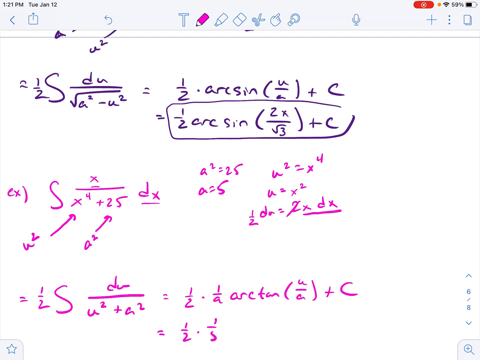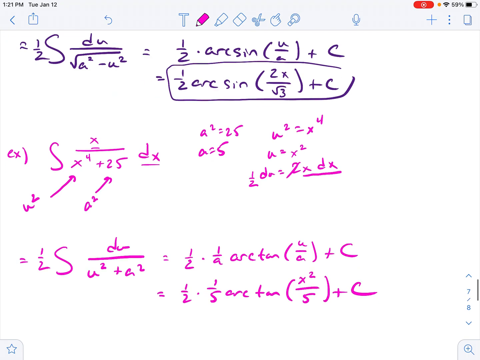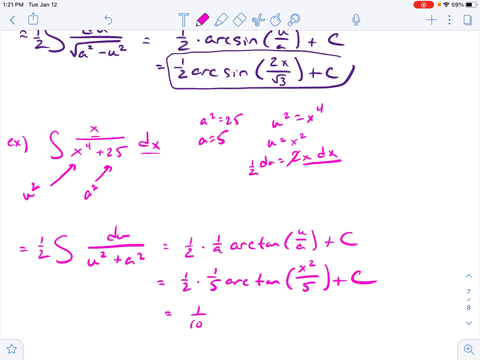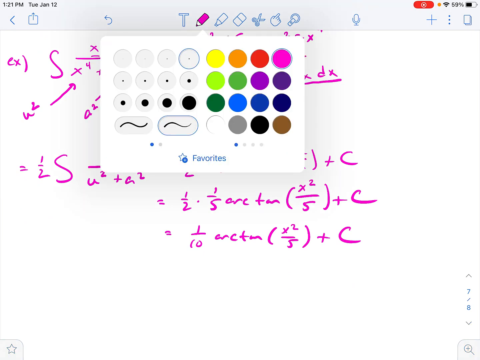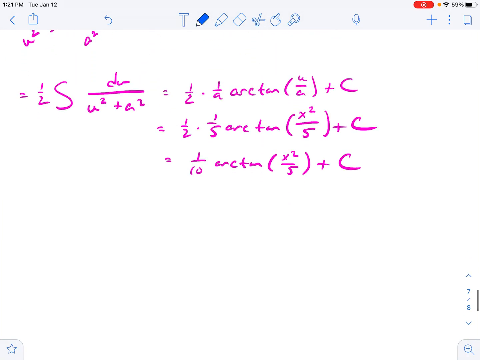1/2. What was a here? 5. Arc tan. What was u here? x squared over the 5. And just cleaning it up, we'll get 1/10 the inverse tan or arc tan of x squared over 5 plus c back. Okay. And 2 more to go.